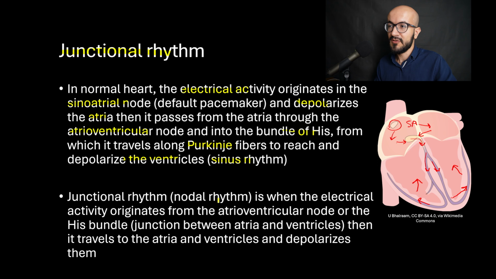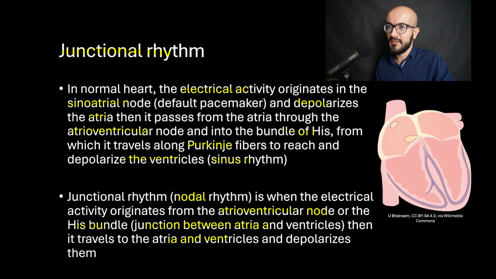Now in junctional rhythm, which is also called the nodal rhythm, the electrical activity originates in the atrioventricular node or in the His bundle, and those two regions are described as the junction between the atria and ventricles. So the junctional rhythm can be called junctional or can be called nodal, and then the electrical activity travels to the atria and ventricles and depolarizes them.